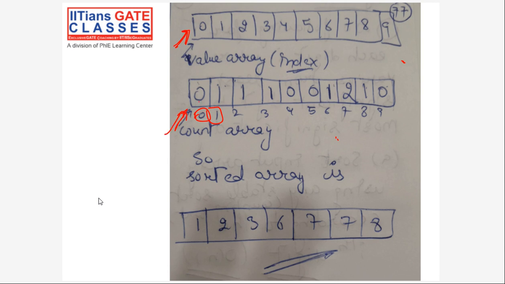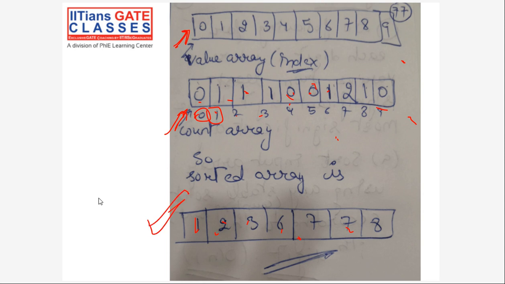And once you are done maintaining the count, what is the next step? You check the index, one index, that means 1 1. So you write 1. At index 2 you have value 1. This is the count. So you write 2 ones, then you write 3 ones, then no 4, no 5, you write 6 ones, 2 sevens, and then 1 8, and you are basically done.